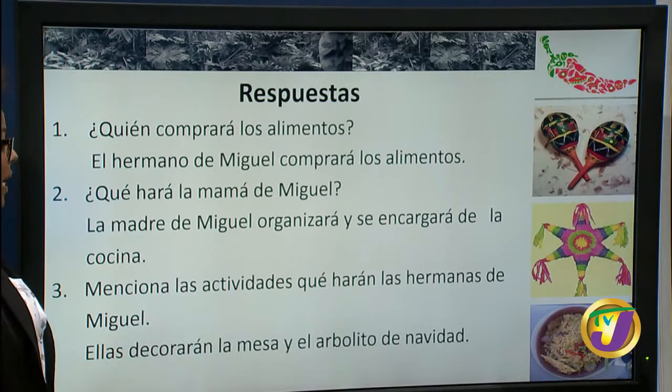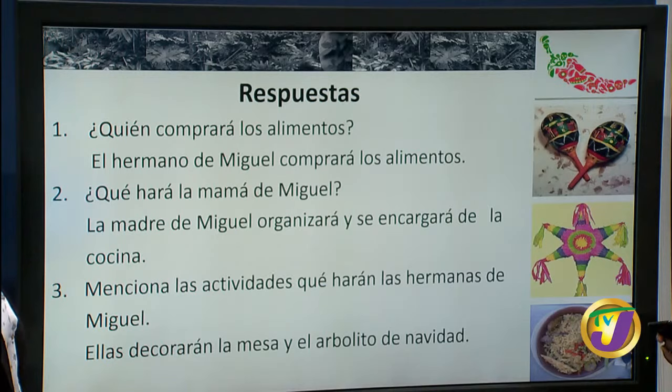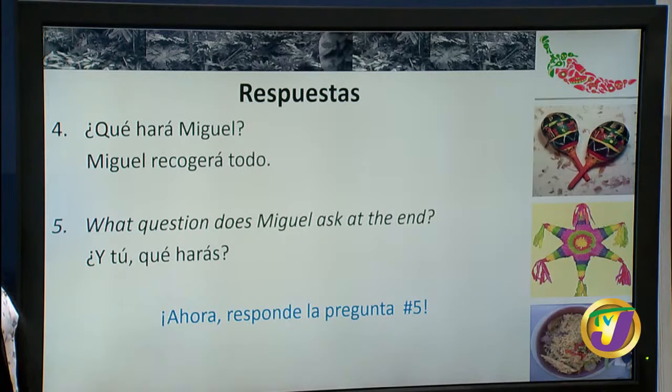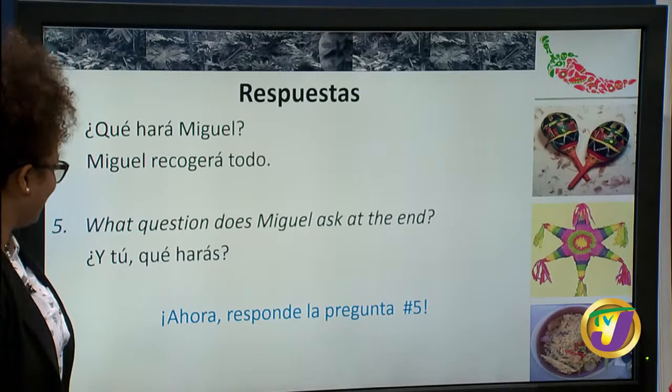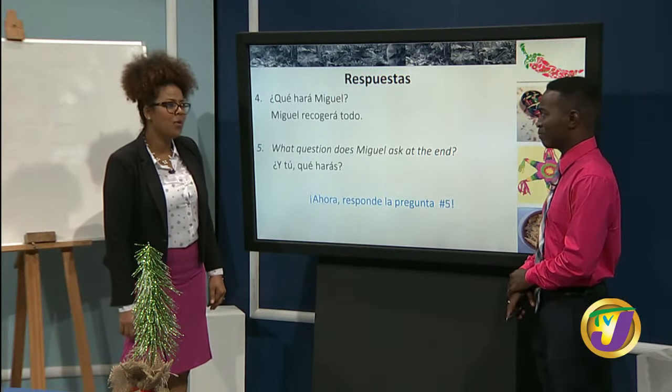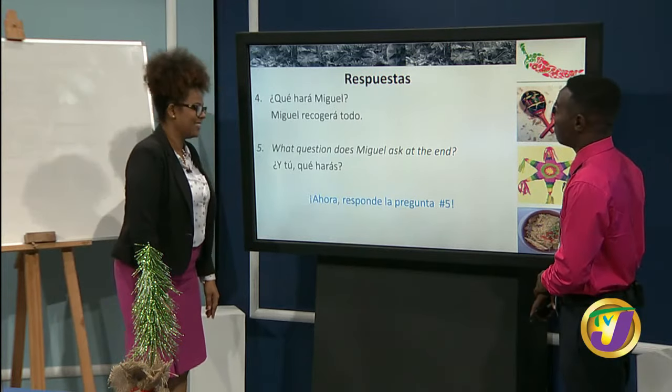¿Qué hará la mamá de Miguel? La madre de Miguel organizará y se encargará de la cocina. Muy bien. Menciona las actividades que harán las hermanas de Miguel. Ellas decorarán la mesa y el arbolito de Navidad. ¿Qué hará Miguel? Miguel recogerá todo. Muy bien, estudiantes. What question does Miguel ask at the end? Muy bien. ¿Y tú qué harás? Perfecto, estudiantes.